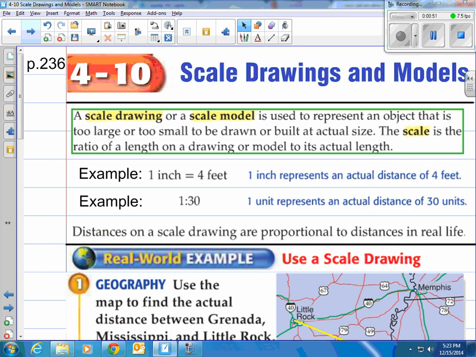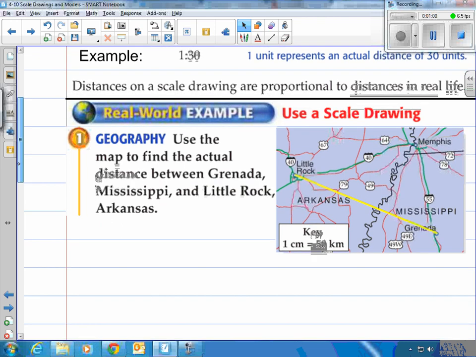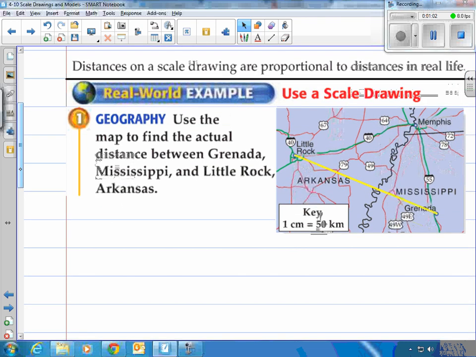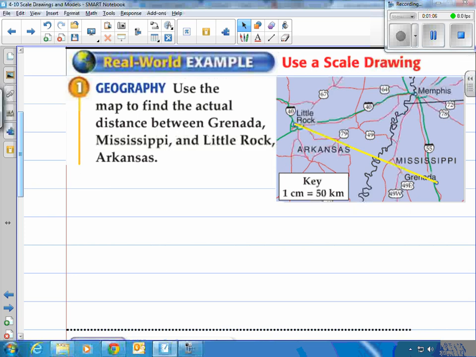And basically, distances on a scale drawing are proportional to distances in real life, which means we can use proportions to solve them. Let's take a look at this first one here. Here's our scale drawing. You've maybe even done this if you've ever traveled using a map.